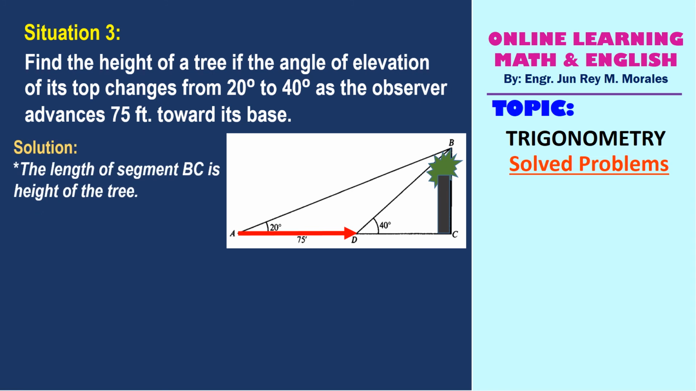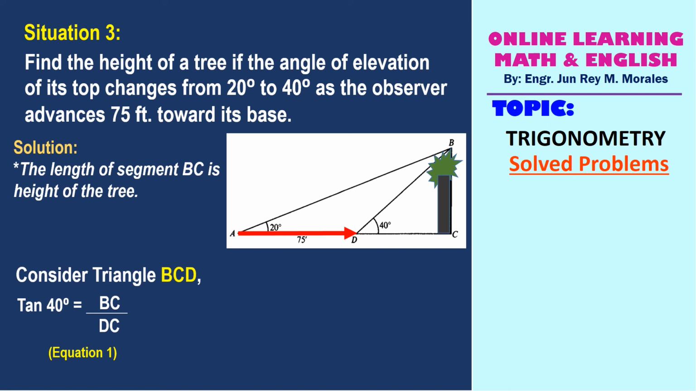By inspection, we can see that the height of the tree is represented as segment BC. In this figure, we have two unknowns: segment BC and segment CD. So, we need two equations to solve two unknowns. If we consider triangle BCD, tangent 40 degrees is equal to BC divided by DC. Now let's call it equation 1.